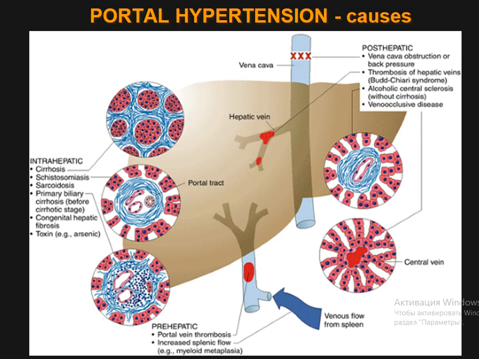The other type of portal hypertension is related with post-hepatic causes. Post-hepatic portal hypertension refers to obstruction to blood flow beyond the liver lobules. It occurs in Budd-Chiari syndrome and hepatic veno-occlusive disease. So, Budd-Chiari syndrome is a congestive disease of the liver caused by occlusion of the hepatic veins and their tributaries.